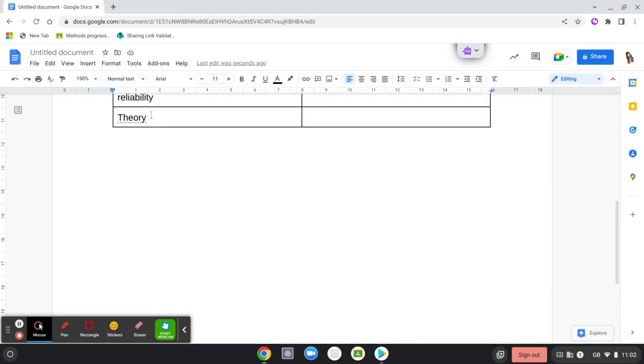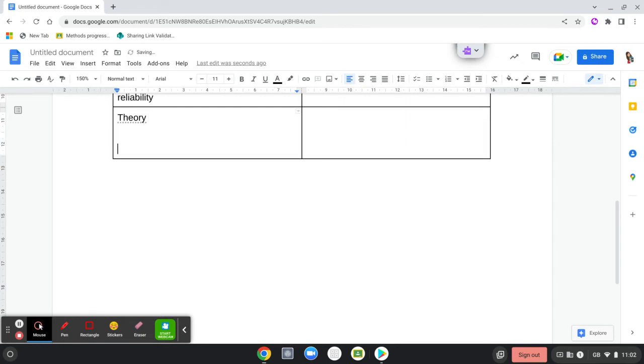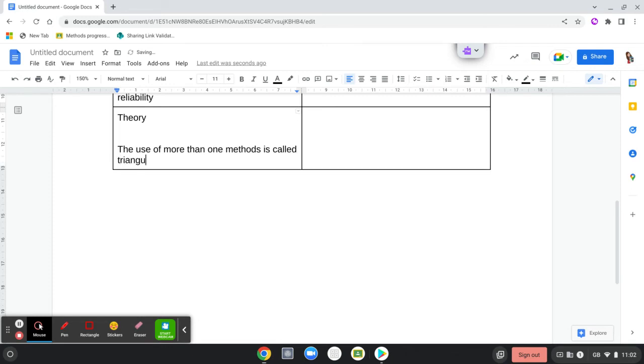So, as always, I'm going to start with theory. The theory section, and the first thing I'm going to do is offer them a definition. So, the use of more than one method is called triangulation.